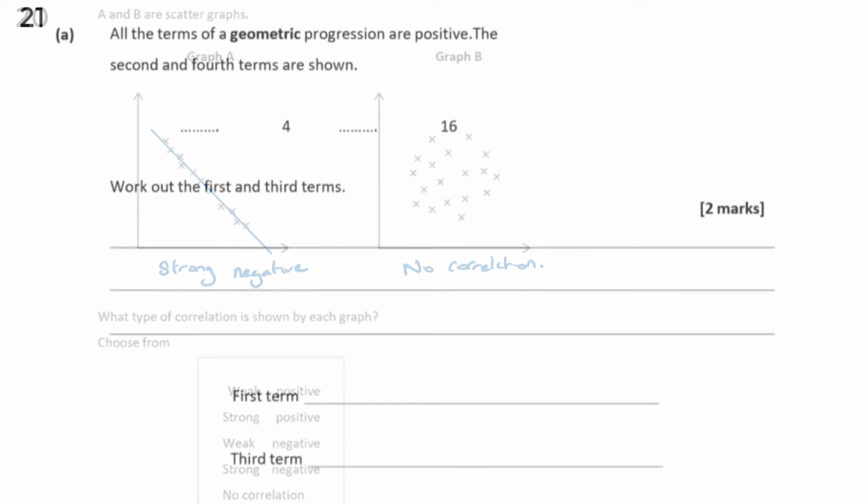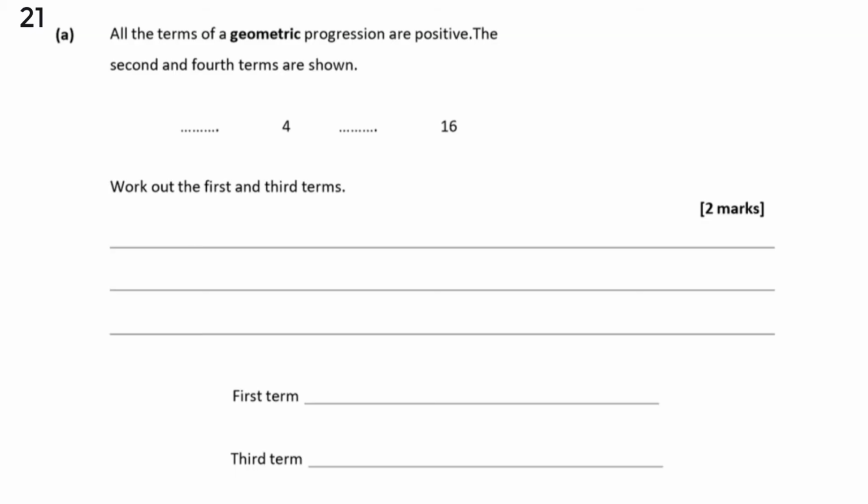Okay, that's it. All the terms of a geometric progression are positive. The second and fourth terms are shown. Work out the first and third terms. Okay, so a geometric progression is one which has a common ratio. In other words, you get the next term by multiplying the previous term by a number, the same number each time.